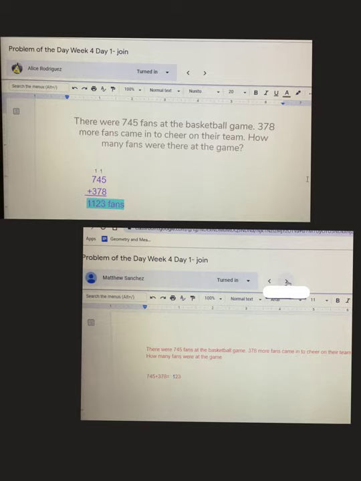Want to start off by showing off some work that was turned in by Alice Rodriguez and Matthew Sanchez. They both did a great job on our week 4 day 1 problem, showing their launch strategies. Great job using the computer there, Alice and Matthew. We just missed a 1 in the thousands, but I knew what you meant. You both did a fantastic job. Thank you guys for turning it in. We got some other work in, but these are the two that I wanted to show for today. We'll be sure and get some more problems in there for the rest of the week. But awesome job, you guys. Keep up the great work.